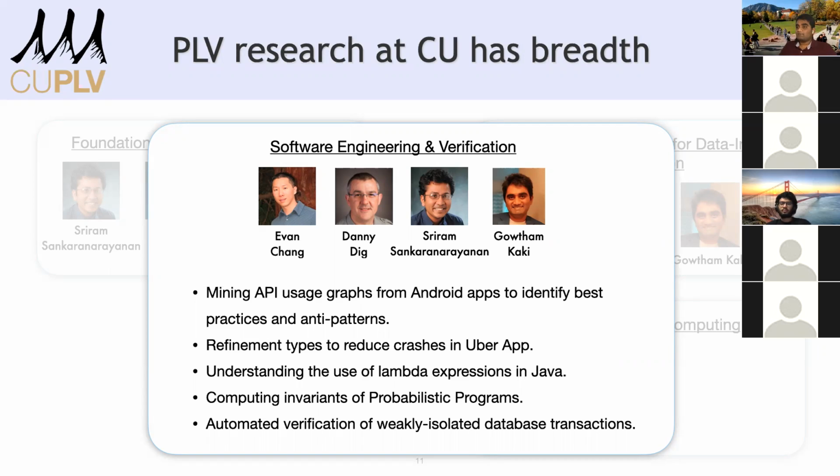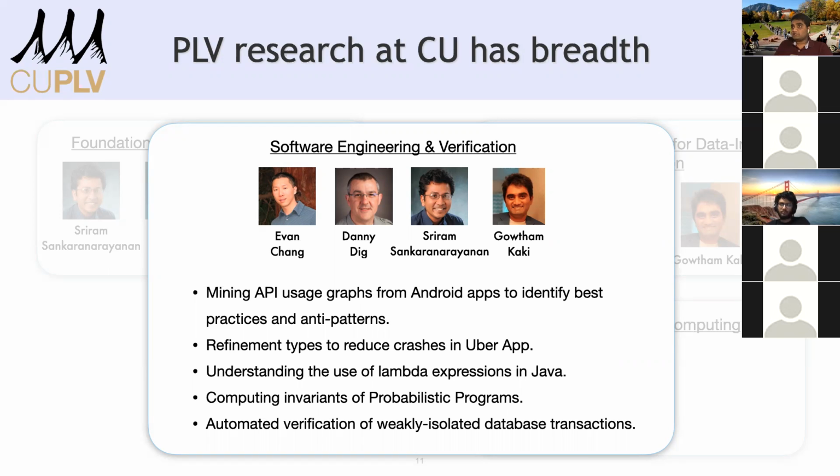Next is a project by Danny Dig and his students, which was published in OOPSLA 17, right? In this paper, Danny and his students did a large-scale study of how people are using lambda expressions in Java. Based on the study, they proposed concrete recommendations to improve both language-level program performance and developer productivity for Java developers, right? So that's a very influential project. It won a Distinguished Artifact Award that year at OOPSLA. So yeah, that was by Danny Dig and his students.